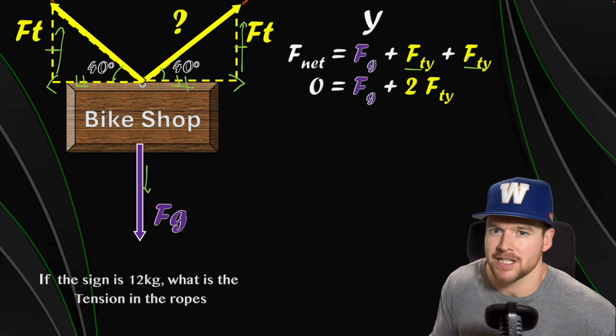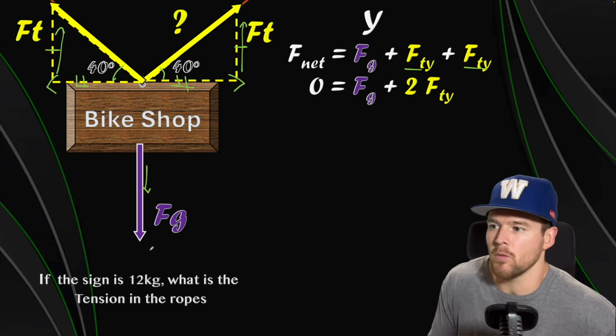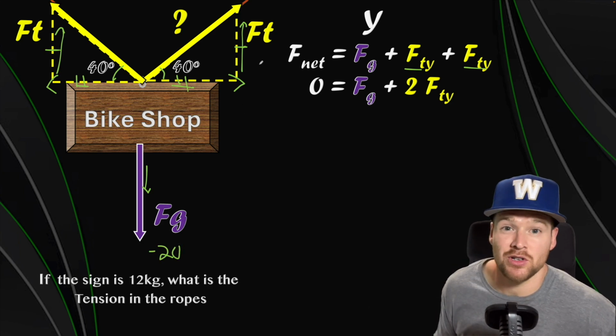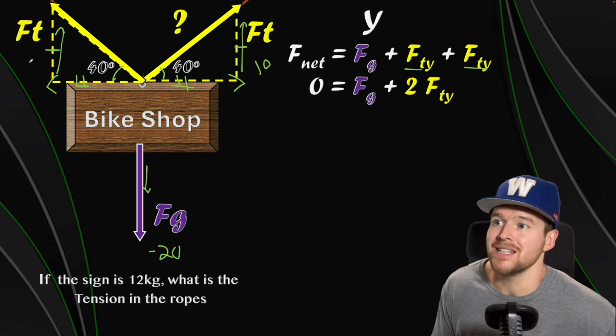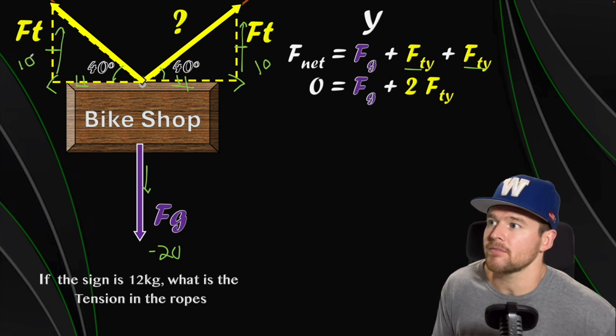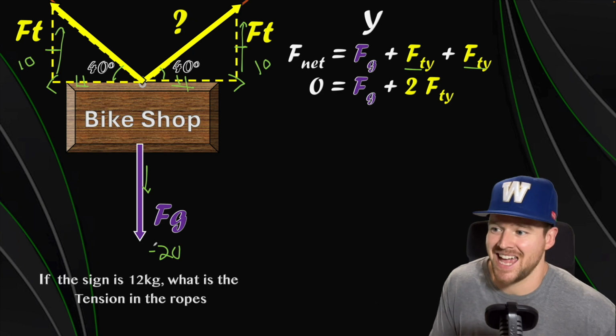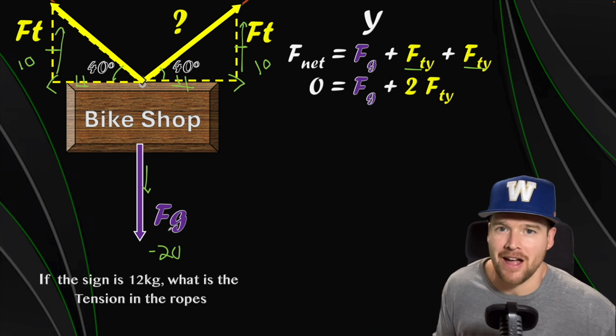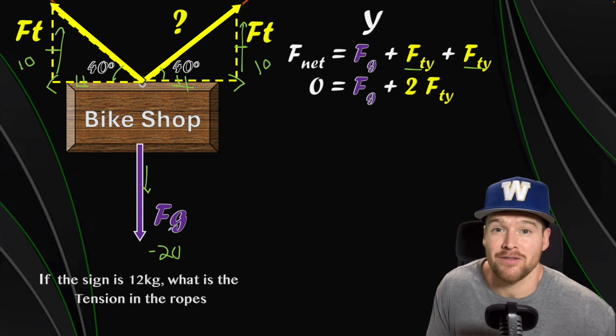It seems a little bit complex in the formula, but let's just think of it simply. What if the force of gravity was negative 20? How much would each rope be pulling up with? Well, it'd be 10 and 10, because they're pulling up with the same amount to cancel out that 20. That's the big concept of what's going on here. Take the gravity, divide it by 2, and that's what we have to pull up with.